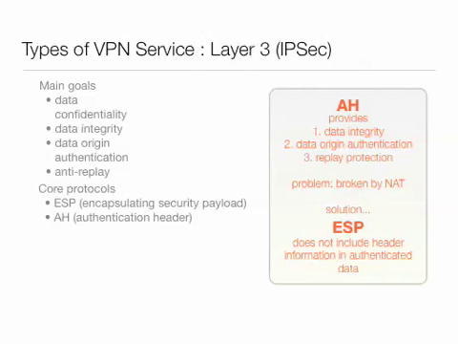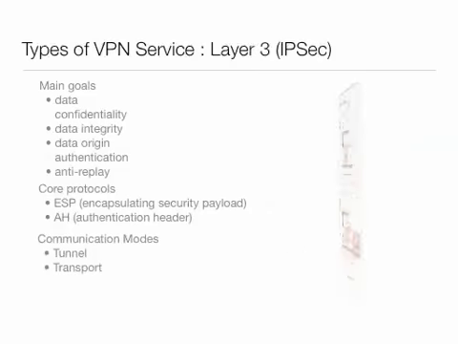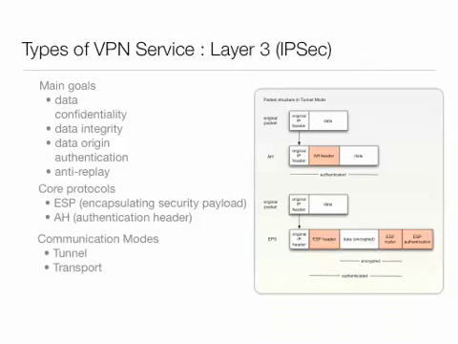ESP provides for data confidentiality as well as everything AH provides. It does this by not including header information in the authenticated data, allowing the packet to pass through NAT devices. Encryption is done after authentication, so a receiver can verify authenticity before decryption, which is expensive.